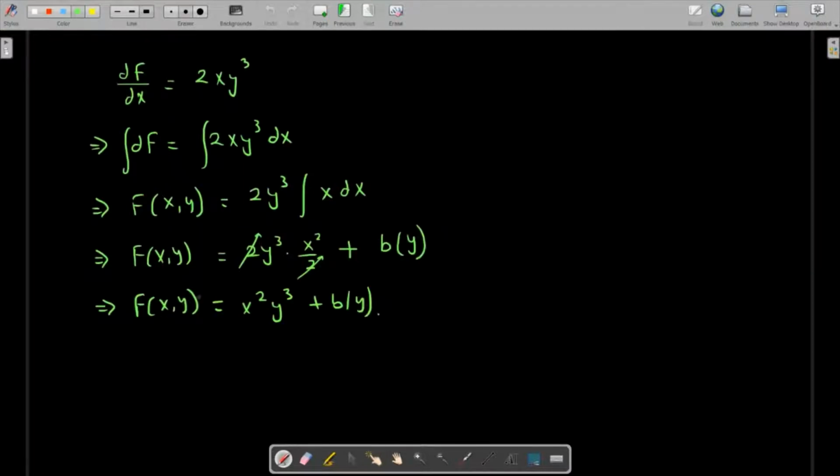So let's differentiate this equation with respect to y and get the value of df over dy. If we differentiate this once again with respect to y now, definitely we are going to treat x as a constant. So the differentiation of x cube y is 3x square y square, and the differentiation of b of y is b dash y.